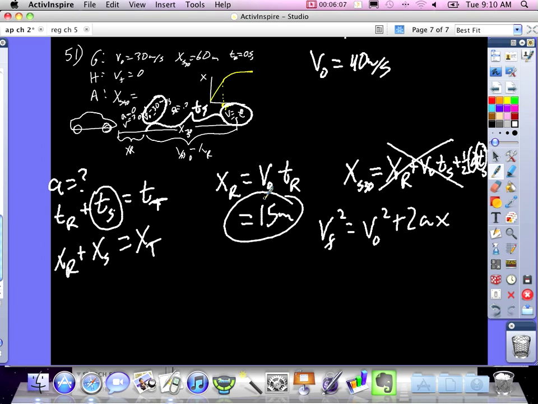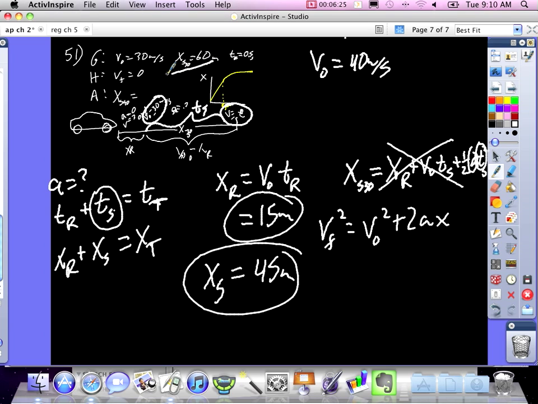Okay, so if that's true, then that means XS, or the stopping distance, the actual stopping distance of the car, of the brakes themselves, is 45 meters. Does that make sense? Everybody good? Because one of our givens was that it stops in 60 meters. How are we doing?